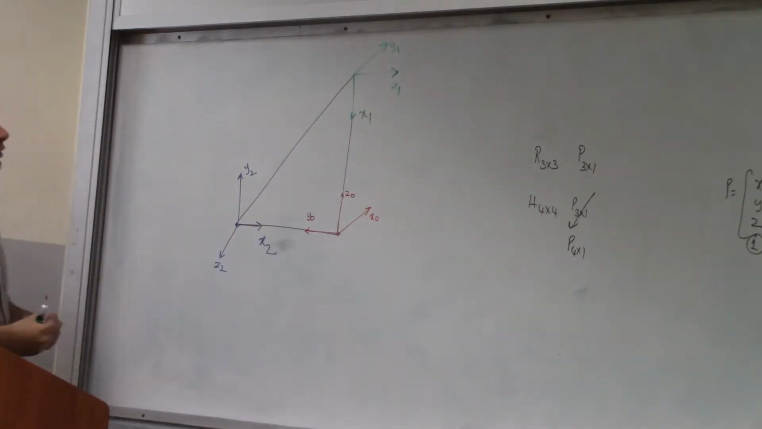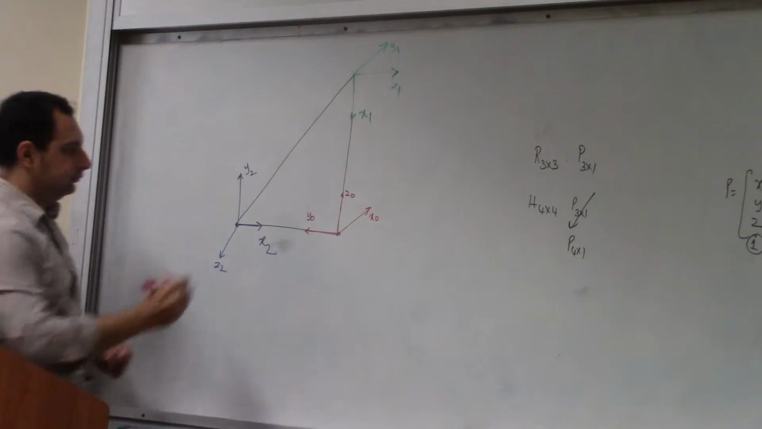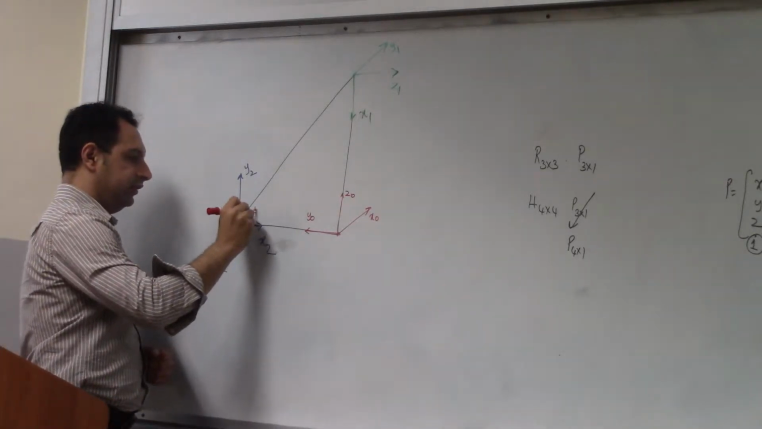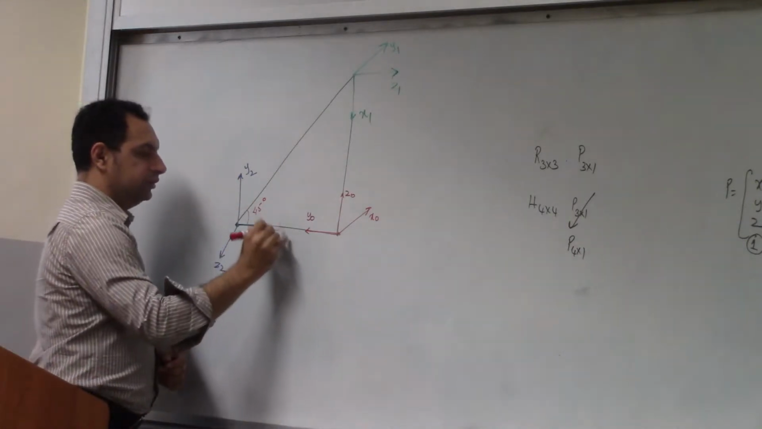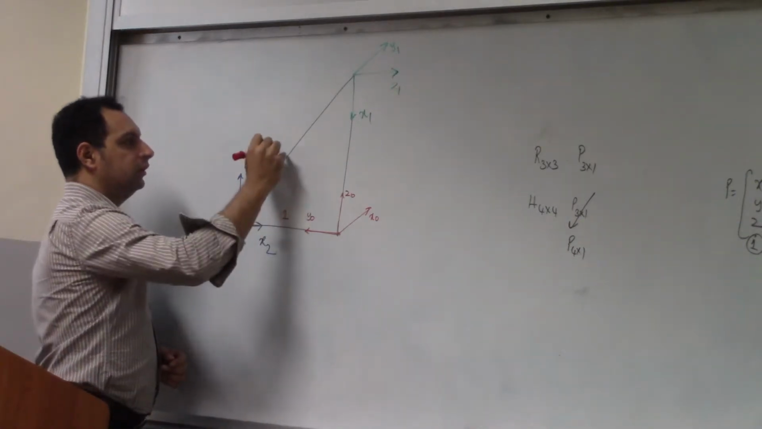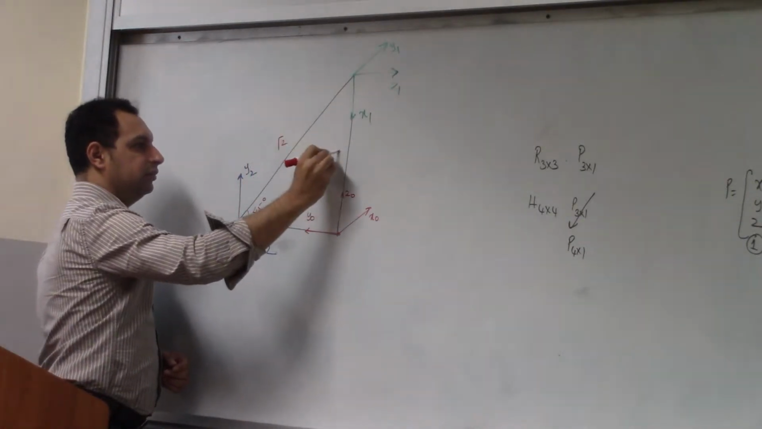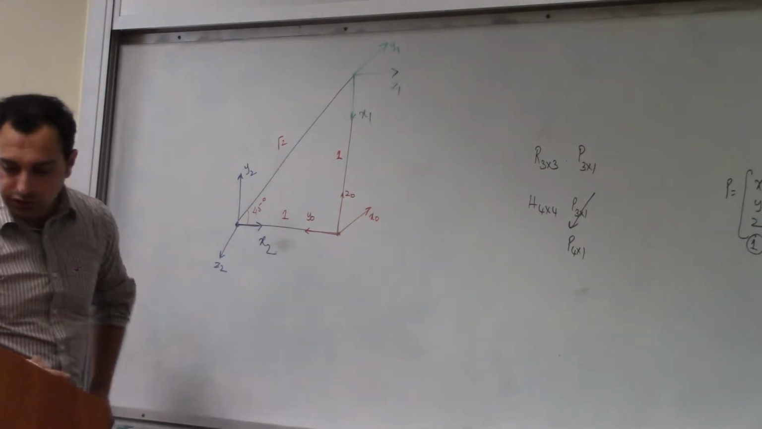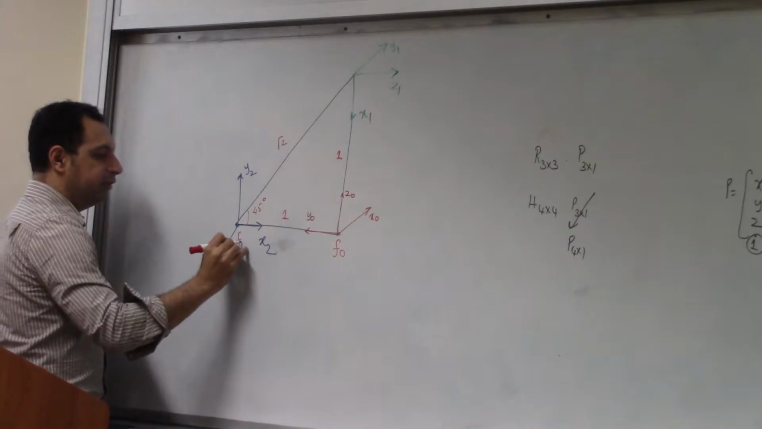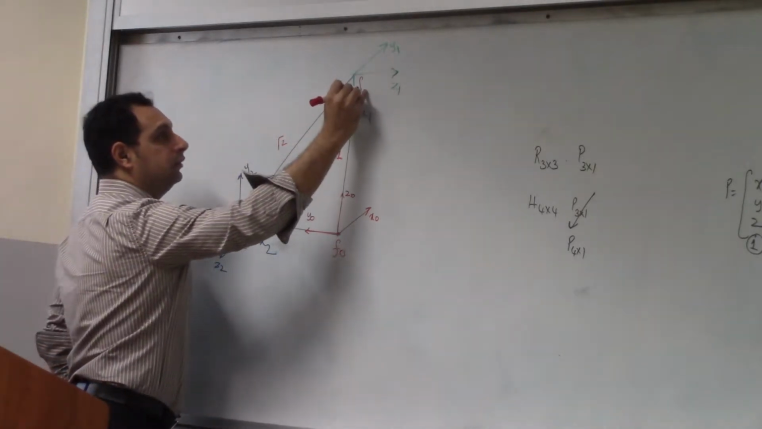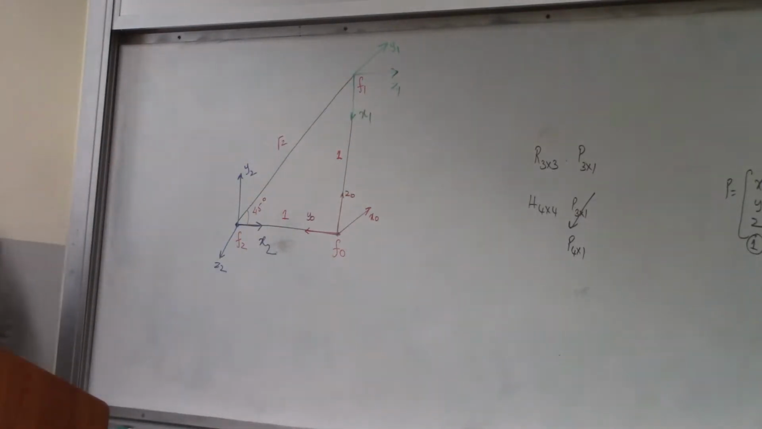Okay. So this is 90. This angle is 45 degrees. This is 1 unit. This is root 2, obviously, and this is 1 unit. Okay. Now this is frame 0. This will be frame 2. This will be frame 1.